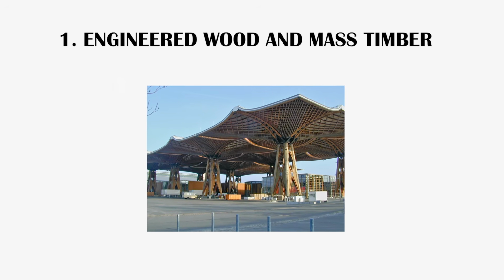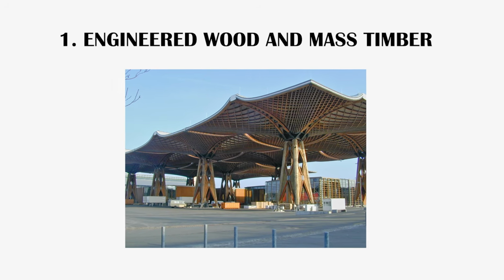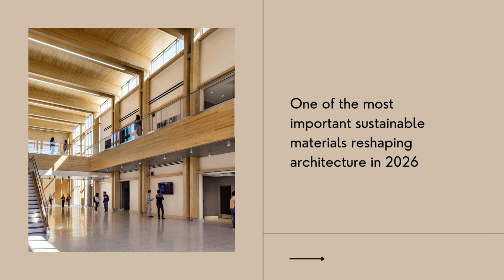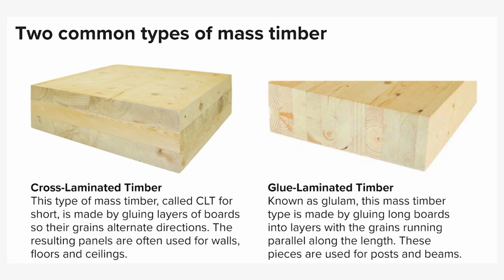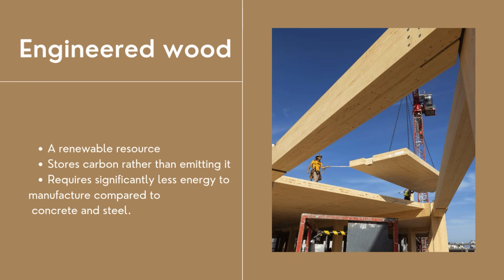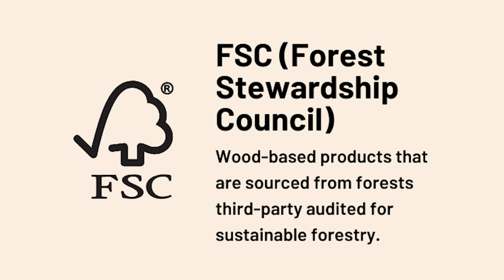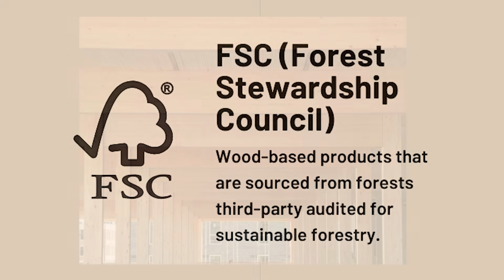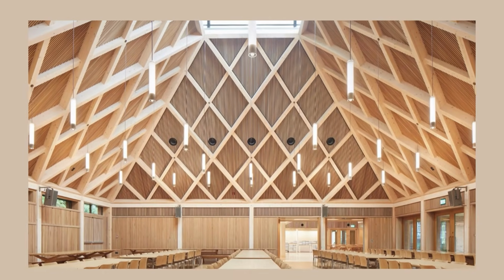So, on number 1 we have engineered wood and mass timber. One of the most important sustainable materials reshaping architecture in 2026 is engineered wood, particularly mass timber systems such as cross-laminated timber, glue-laminated timber, and laminated veneer lumber. Engineered wood is considered sustainable because it is a renewable source, stores carbon rather than emitting it, and requires significantly less energy to manufacture compared to concrete and steel. When sourced from responsibly managed forests, timber becomes a powerful tool for carbon-conscious architecture.